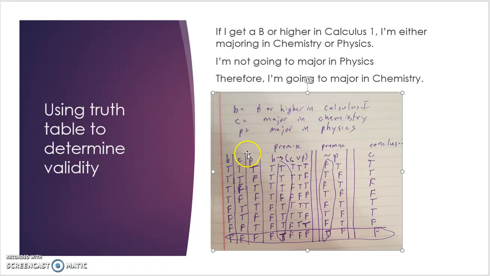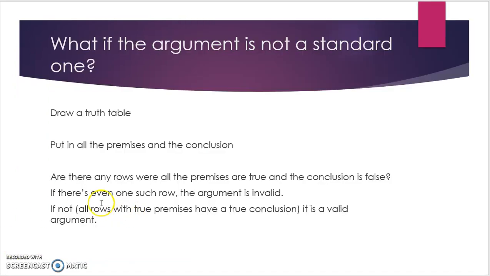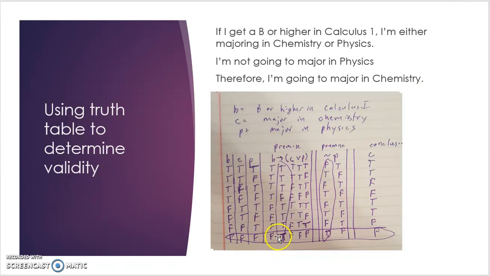Okay, now that I've filled out the truth table for each statement, and here's the final columns in each, then I start looking: is there a time when all the premises are true and the conclusion is false? And yes, in this very last row, the first premise came out true, the second premise came out true, but the conclusion came out false. So the conclusion is this is an invalid argument.